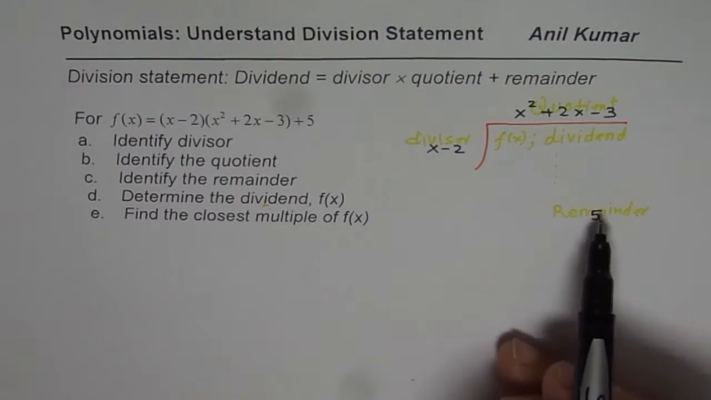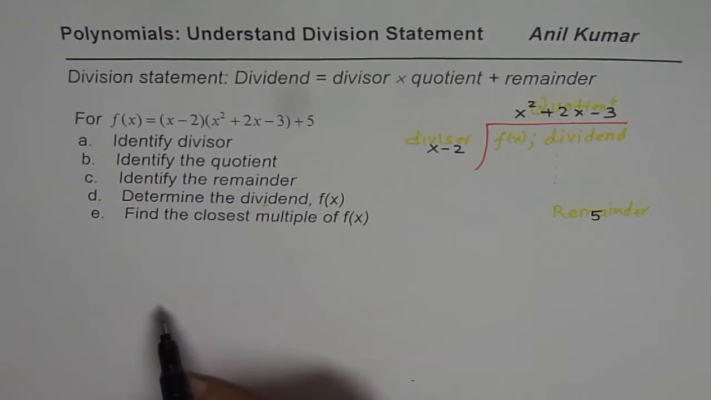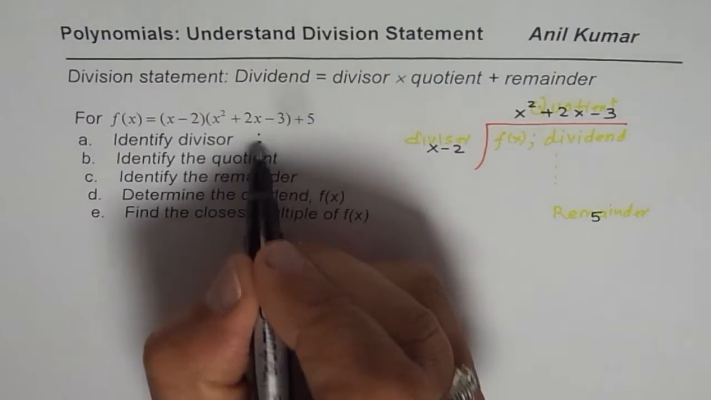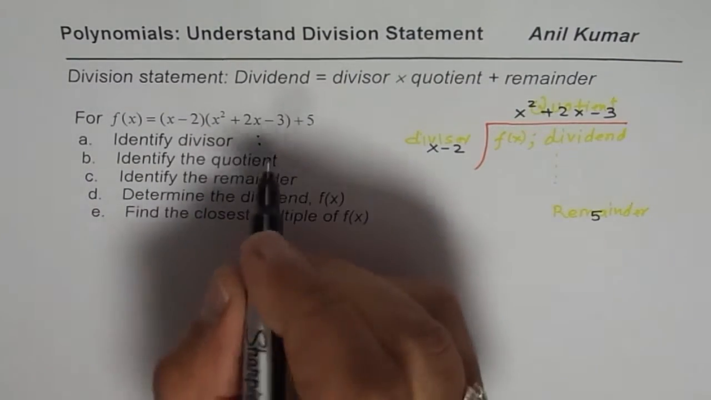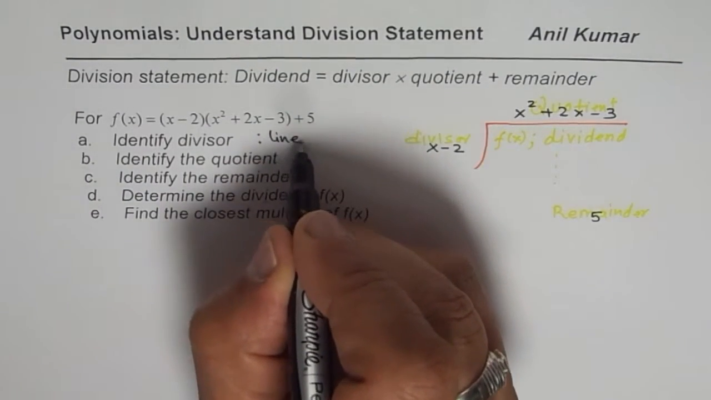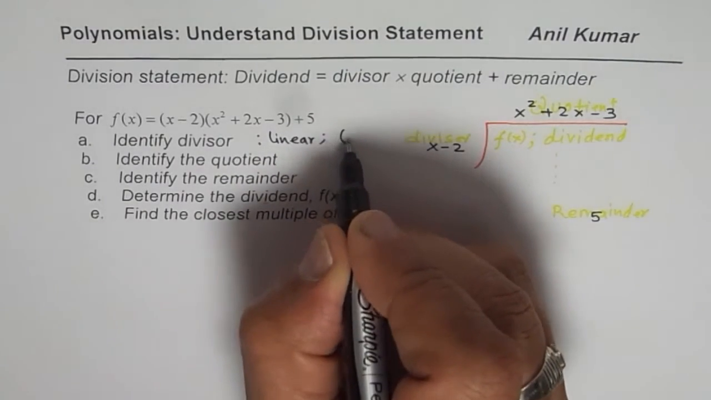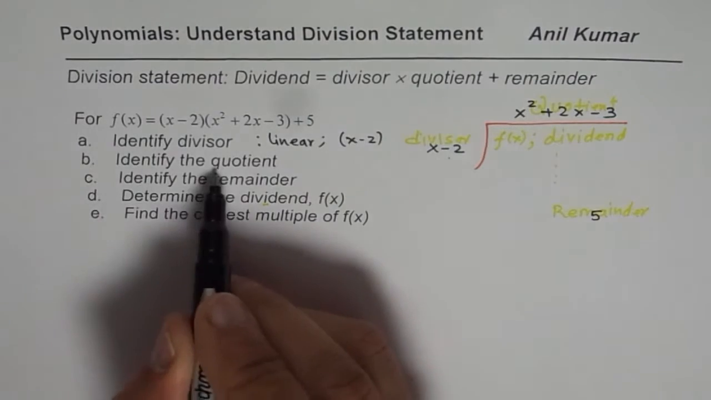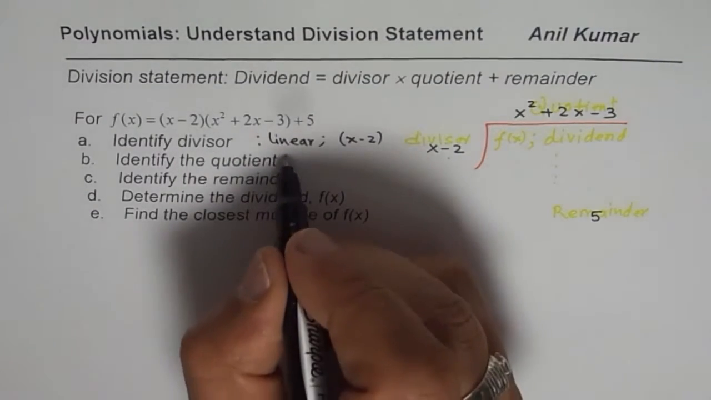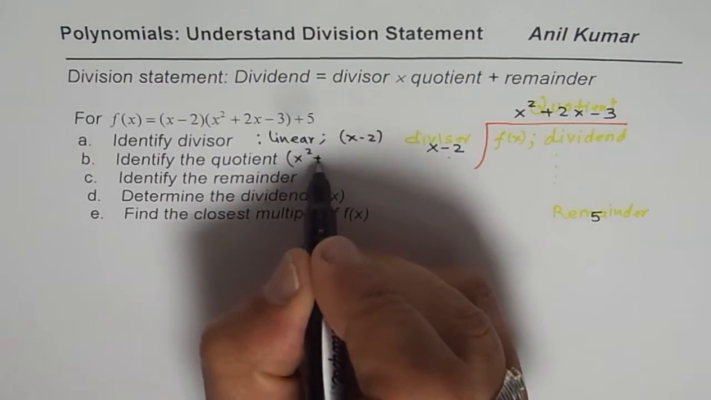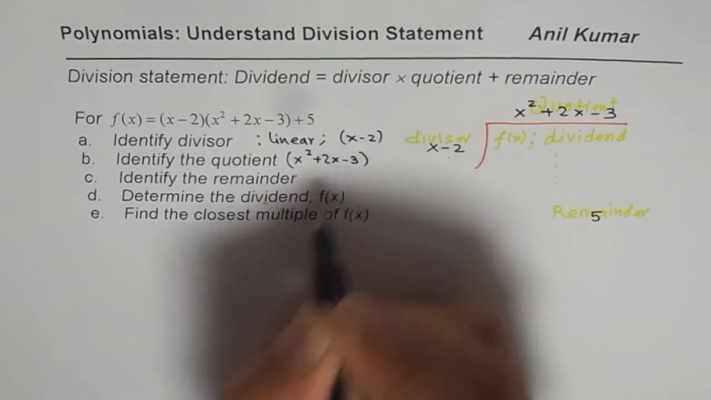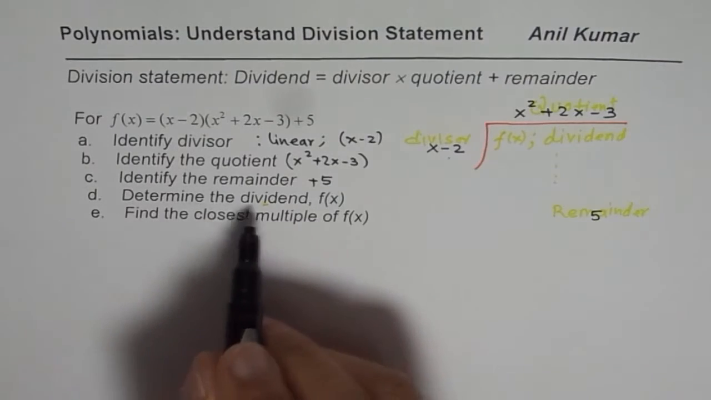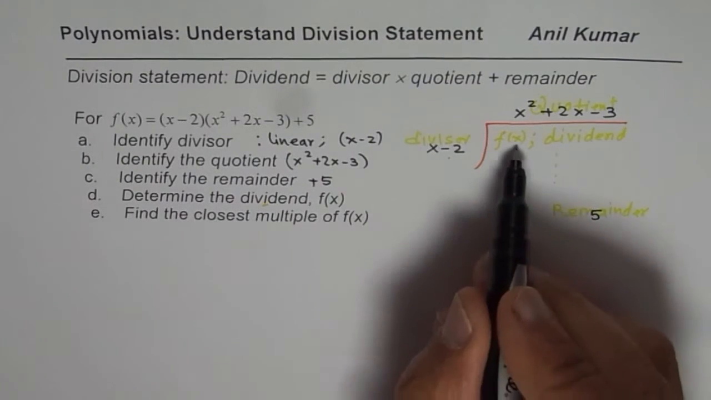Now from this you can clearly answer all the questions. When we say identify the divisor, clearly the divisor is the linear term, x minus 2. Identify the quotient, which is quadratic in this case: the quotient is x squared plus 2x minus 3. The remainder is plus 5. And we need to find the dividend, the function itself.